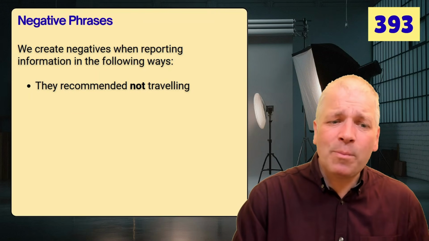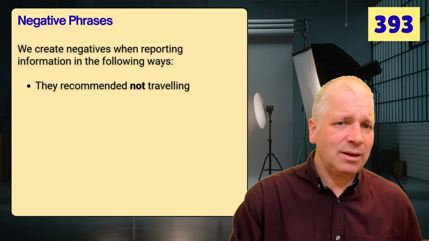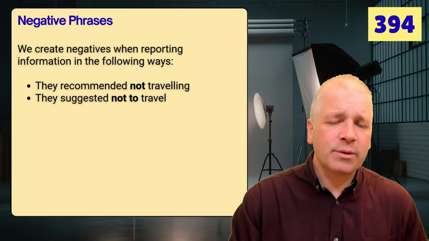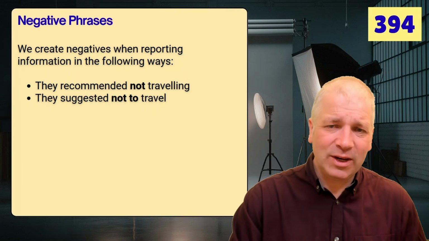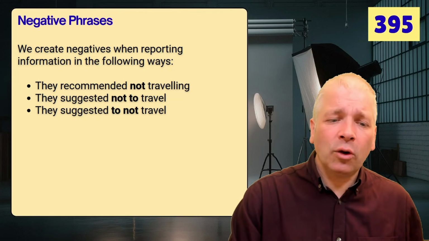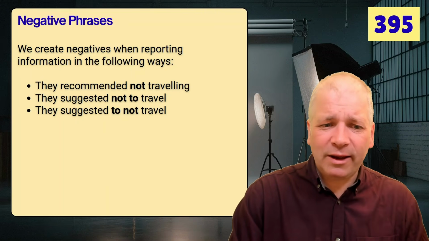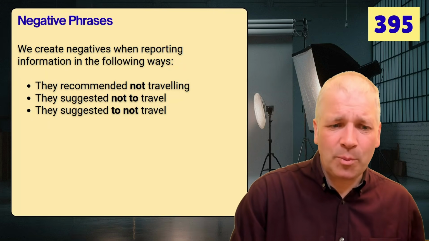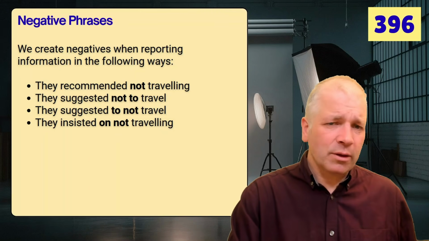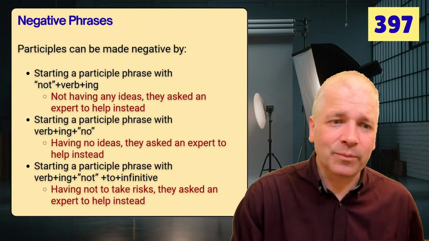We can create negatives when reporting information in the following ways. They recommended not travelling. So recommended is the reporting verb. They suggested not to travel. So we can use the ing form or the to plus infinitive. Sometimes it depends on the verb you're using. They suggested to not travel. So here we've actually switched the order around, which is something we can do with negative reporting. And they insisted on not travelling. So this depends on the verb before. So insisted can be followed by on and then not travelling.